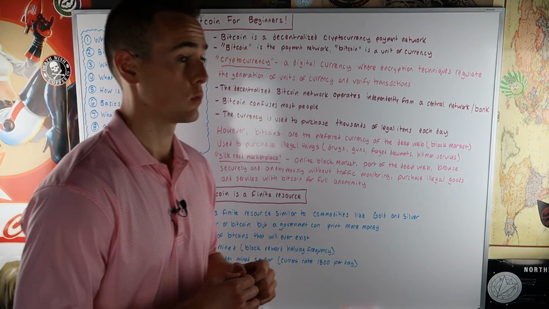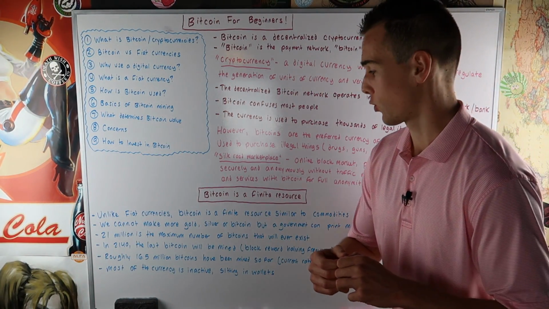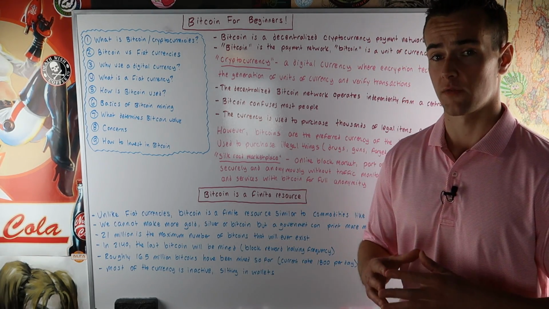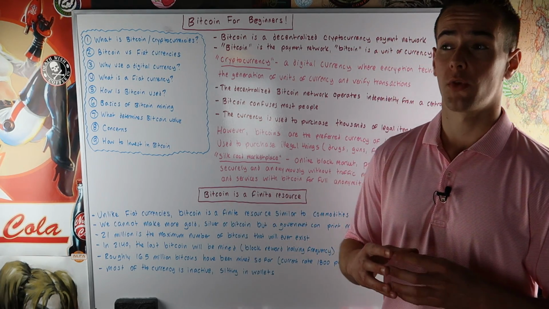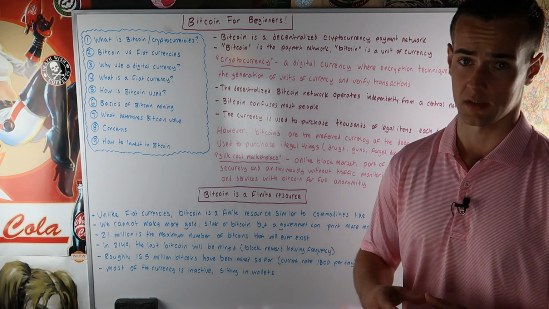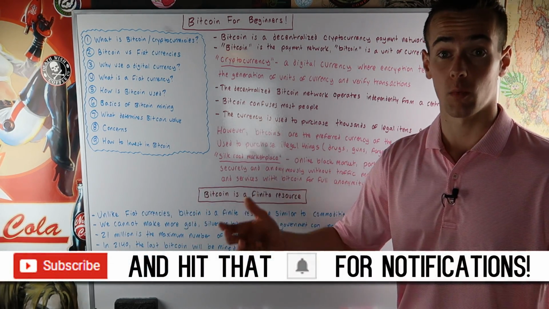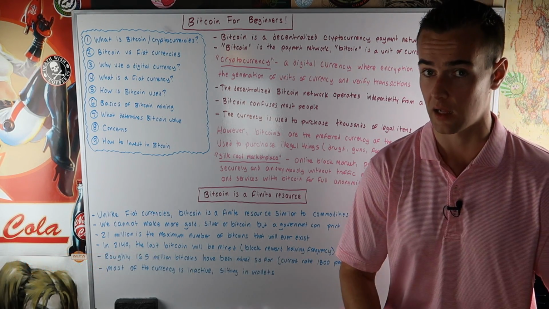Now I want to explain the major reason that people like Bitcoin, and that is the fact that Bitcoin is a finite resource. What I mean by this is there's only so much of it out there, and we're going to go into that in this video and explain why that is. But the thing is, with traditional fiat currencies like US dollars, we can just print more money. When we decide that we want to print more money, they can just go ahead and say, okay, we're going to increase the supply of US dollars.